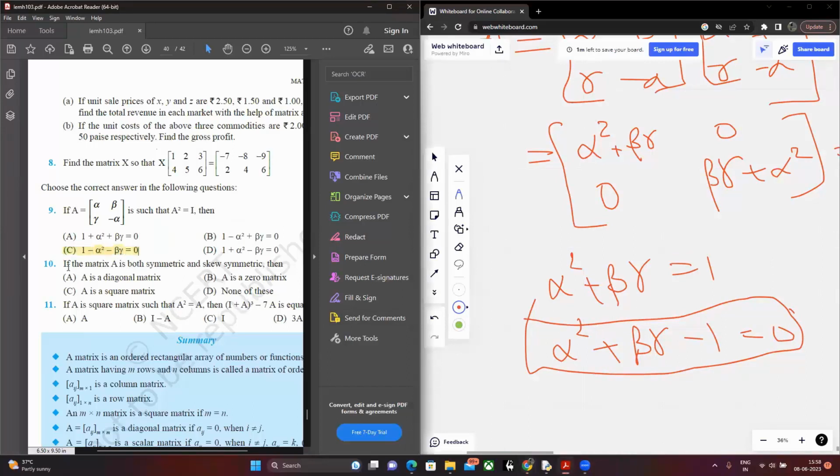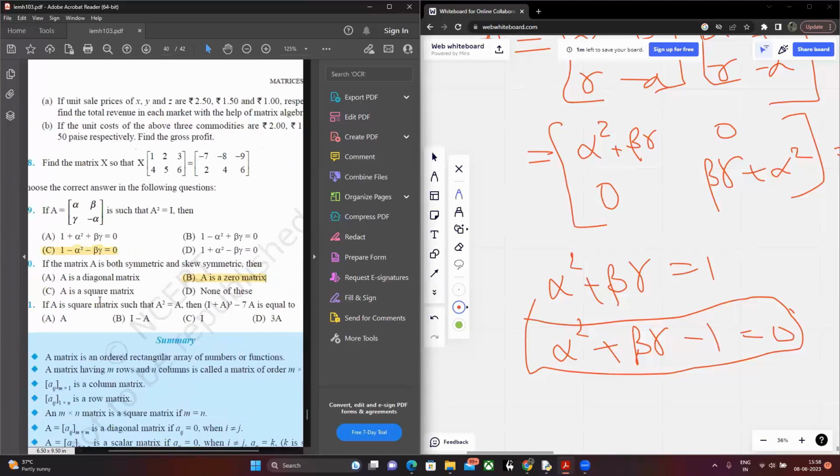So your answer, 10. If the matrix A is both symmetric and skew symmetric, then A is a zero matrix, right? Which is a square matrix and a diagonal matrix, right? Nobody said that a diagonal matrix cannot be zero, cannot have an all zero diagonal, right? So A, B, C, all are actually correct, right? If you're asked this question in a multiple correct question type, then you are going to mark all three answers A, B, C as correct, right? If it's going to be a single answer correct, then B is going to be the most correct answer. So you're going to mark.